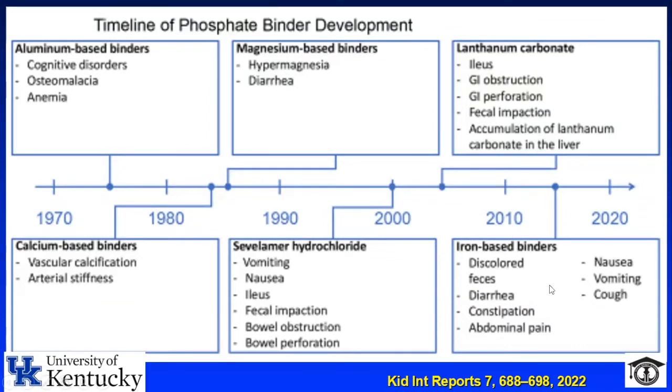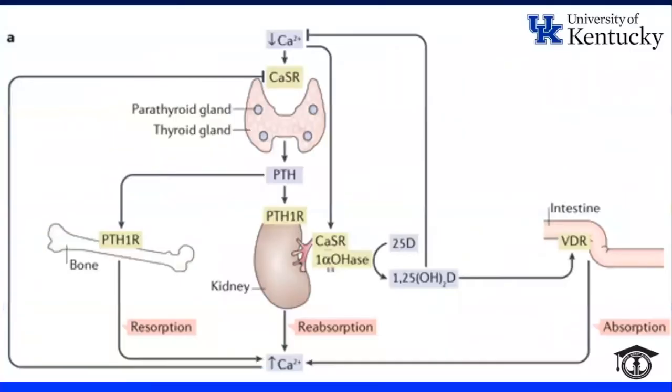Iron-based binders, because they have iron, are also sometimes not tolerated by the GI tract. They can induce nausea, vomiting, diarrhea, and constipation as well. So this is the reason that we are trying to find other safer phosphate binders, or not a phosphate binder but phosphate lowering therapies, like tenapanor right now.